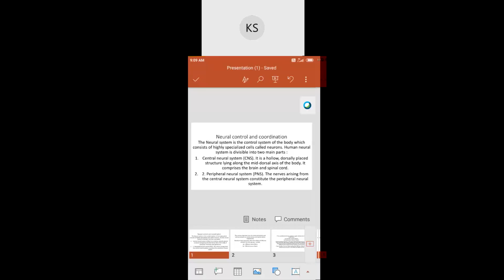Now, what is the neural system? The neural system is the control of the body, which consists of highly specialized cells called neurons. The neural control has two main parts: the central neural system and the peripheral neural system.